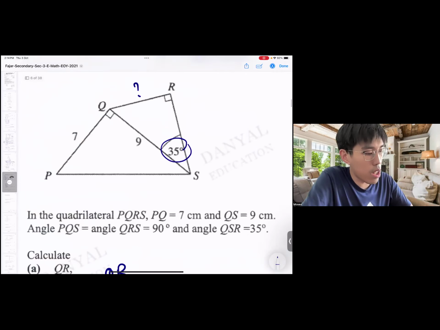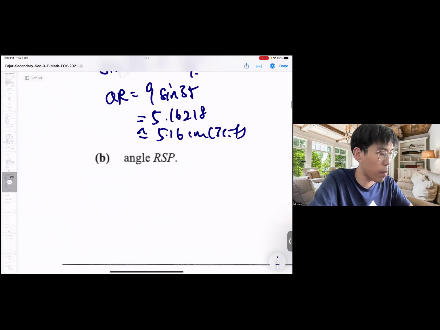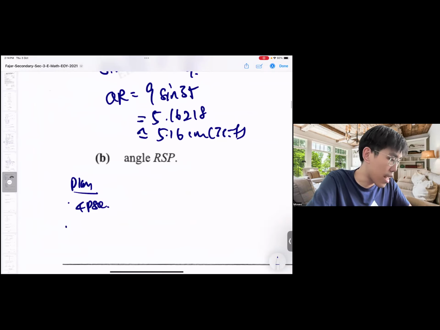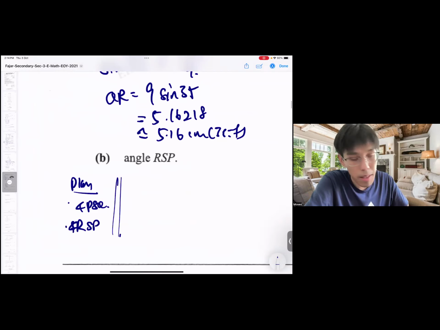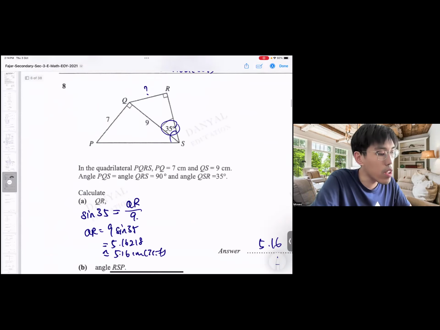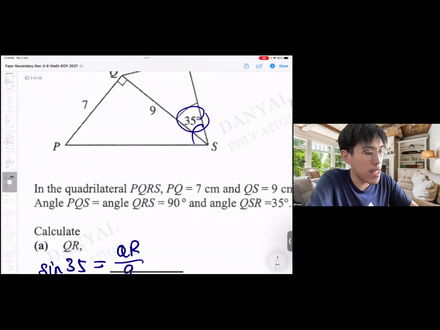RSP is this angle here. Of course it includes the 35 as well, but that means we need to go and find PSQ. How to find PSQ? Let's follow a short plan first, okay? First, you need to find PSQ. Then using these two, I can add to find RSP. That's my basic plan.